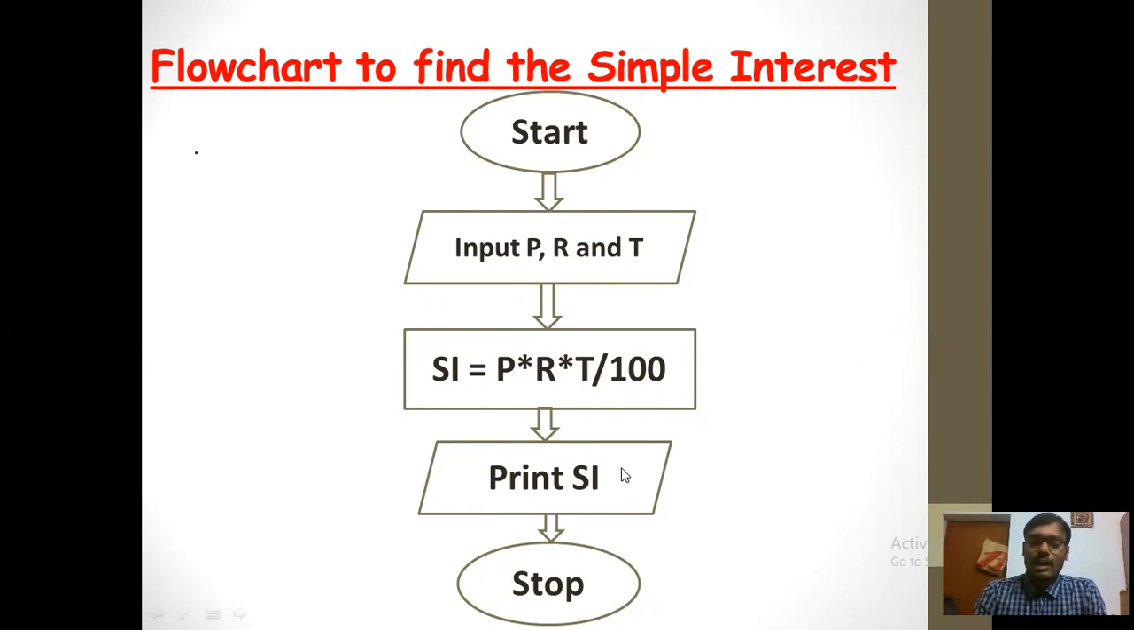Again, the output symbol is a parallelogram symbol. Input symbol is also a parallelogram symbol, and output symbol is also a parallelogram symbol. Then stop. So in this way, you can draw the flowchart to find the simple interest.